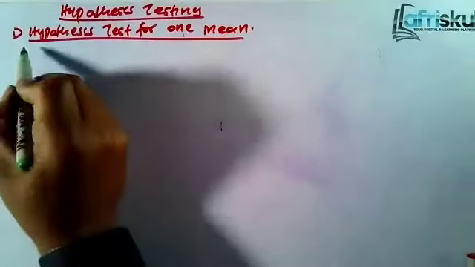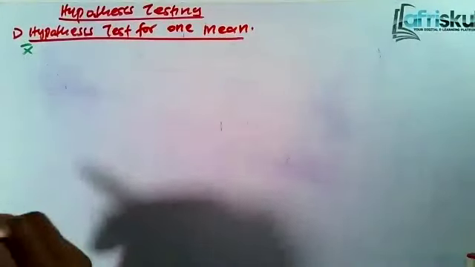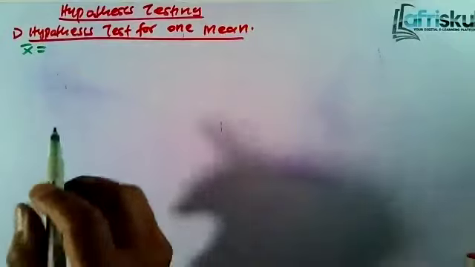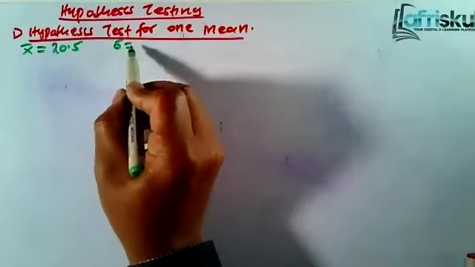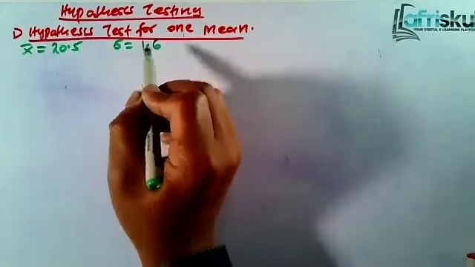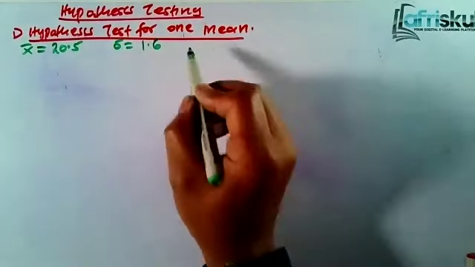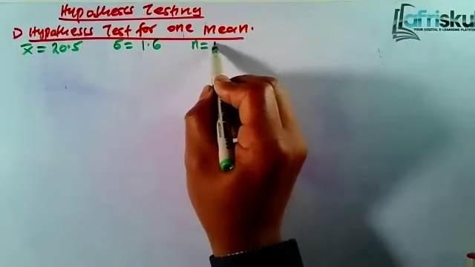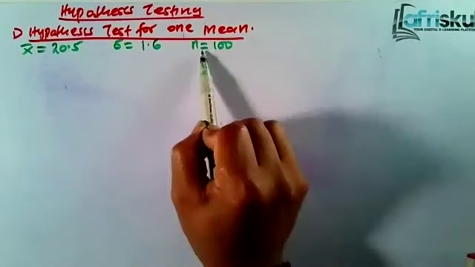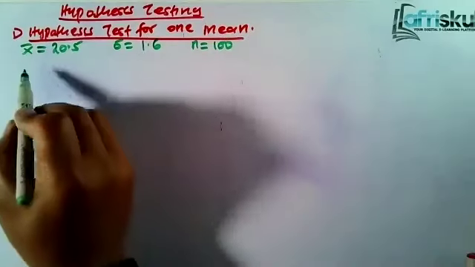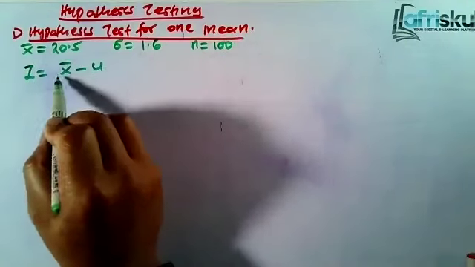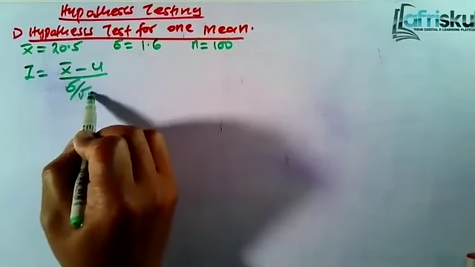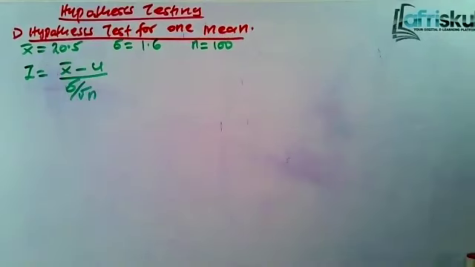So number one, tumepewa X bar, na tumeambiwa X bar has a mean of 20.5. Then tumepewa standard deviation, and the standard deviation is 1.6, and a sample of 100 fluorescence. So our N is 100. Tulisema when population size is greater than 30, how do we get Z? Tulisema Z, it's X bar minus U over standard deviation over square root of N. That was the formula I gave anyway, to get the Z statistic and T statistics.